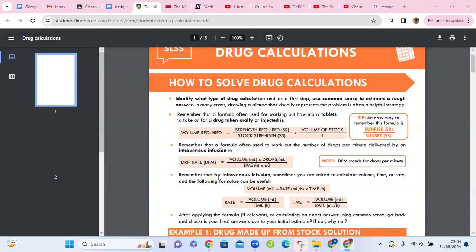And remember that for intravenous infusion, sometimes you are asked to calculate the volume, time, or rate, and the following formulas can be useful. Volume is equal to rate times time, rate is equal to volume over time, and time is equal to volume over rate. So here are the formulas that you have to apply, depending on the question.